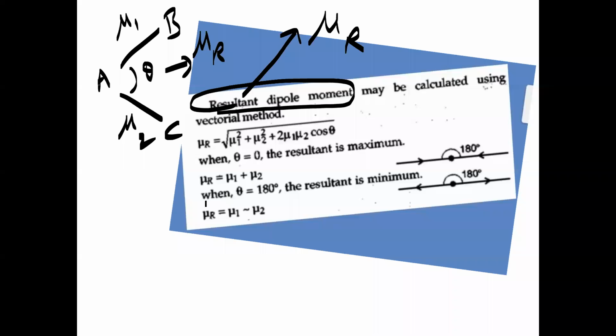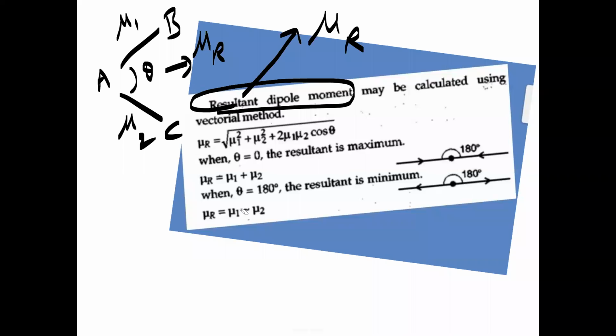When theta is equal to 180 degrees, the resultant dipole moment mu r will be minimum. The resultant dipole moment will be minimum if theta is equal to 180 degrees, so mu r is equal to mu1 minus mu2.